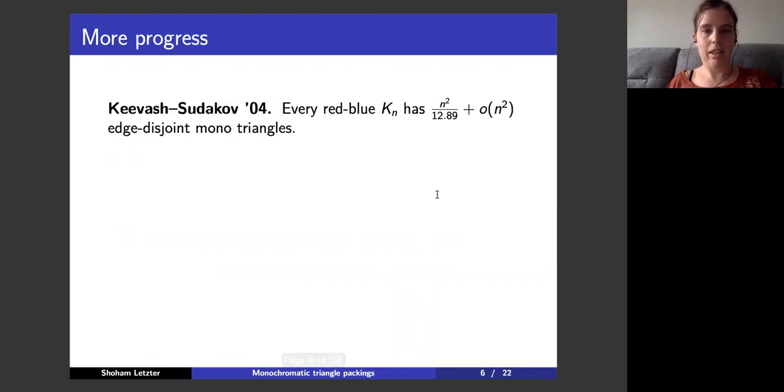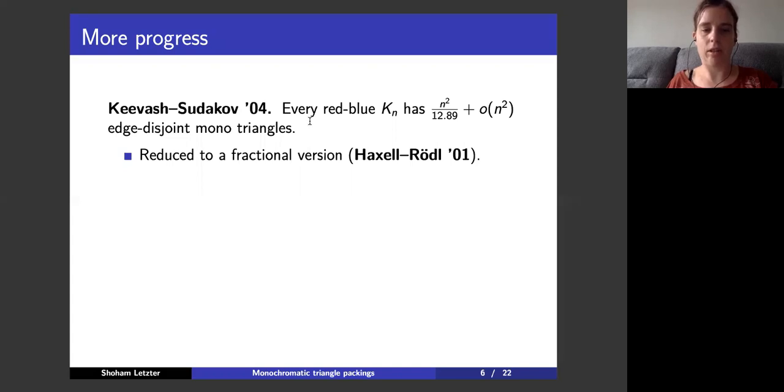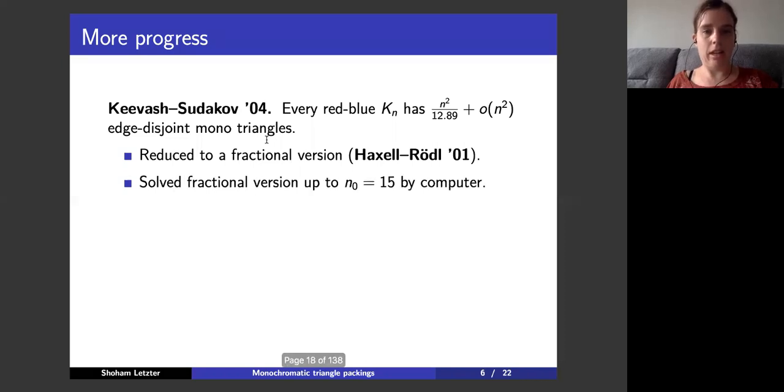Okay. Then here's, I guess, the next progress on this problem. Keevash and Sudakov actually proved something pretty close to this n squared over 12. They proved n squared over 12 plus 12.89. And one thing they did is they reduced the problem, which is about finding edge-disjoint triangles, to a fractional version of this using a result of Haxell and Rödl that I'll mention a bit later.